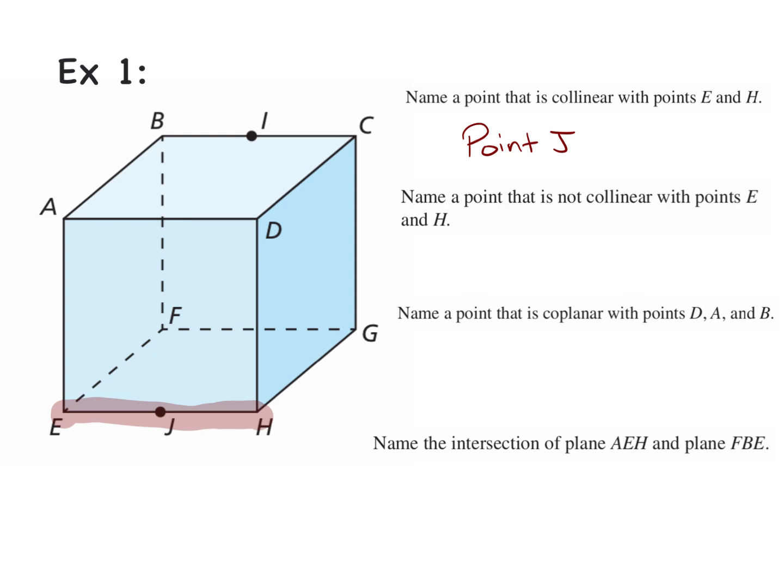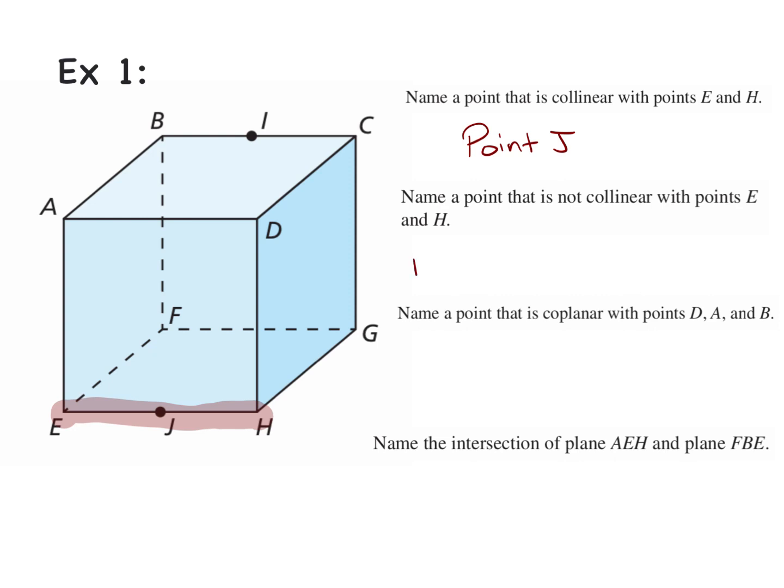Next, name a point that is not collinear with points E and H. So, not collinear means that's not on the same line. So which ones are not on this same line right here? Which points? I is one of them. Is there more that are not on this maroon line? Yes. Which ones? A, B, C, D, G, F. Every other one is not on that line, right? So A, B, C, D, I, F, G.